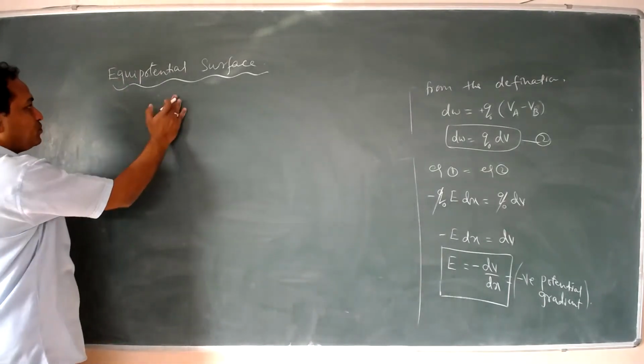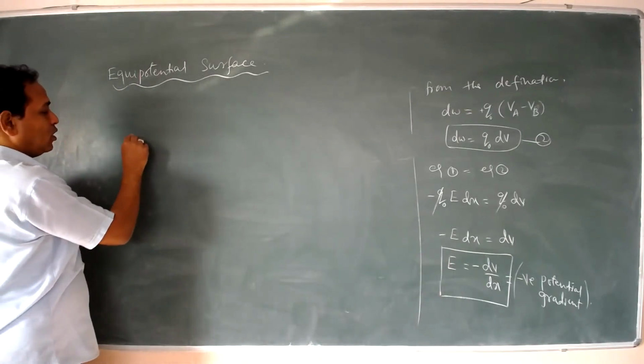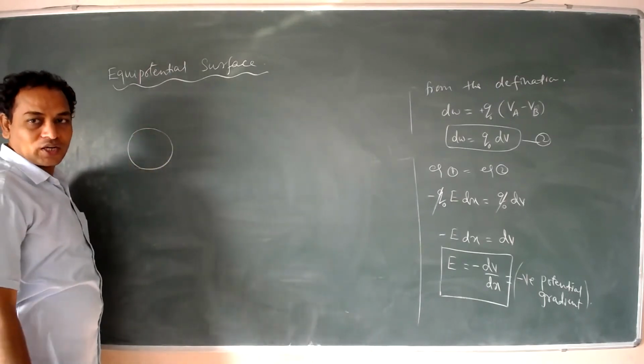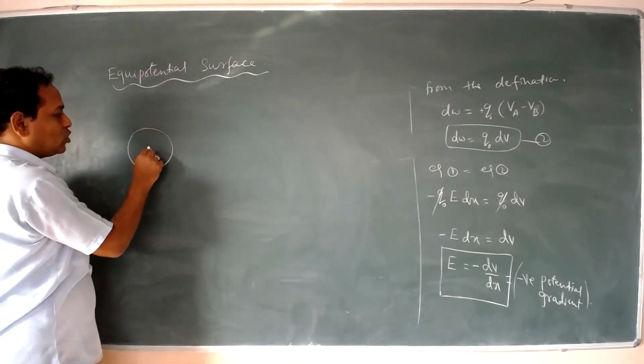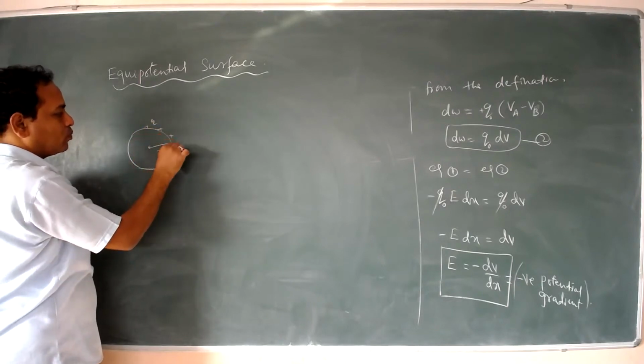For example, suppose a spherical charged conductor is there. Suppose this is of radius r, and this is of charge q.